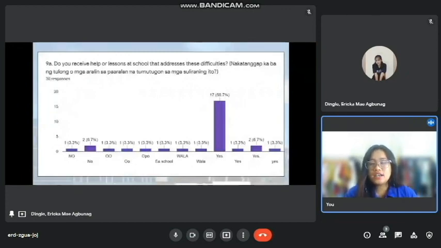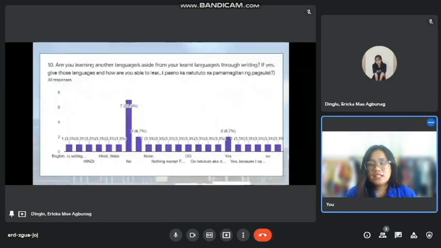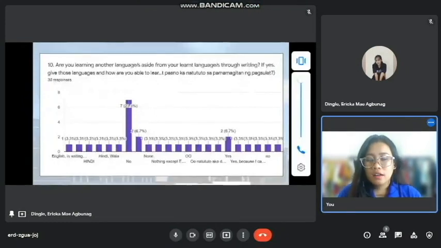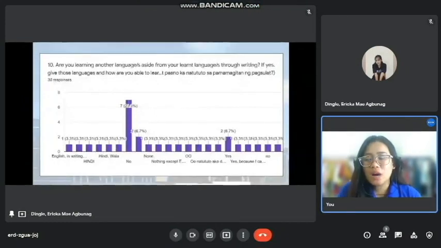Are you learning another language aside from your learned languages through writing? The majority answered no, as they are not learning any language from writing passages, contrary to the 11 respondents who are learning another language through writing practice, and one of the languages presented is Japanese. Okay, so that ends our discussion.